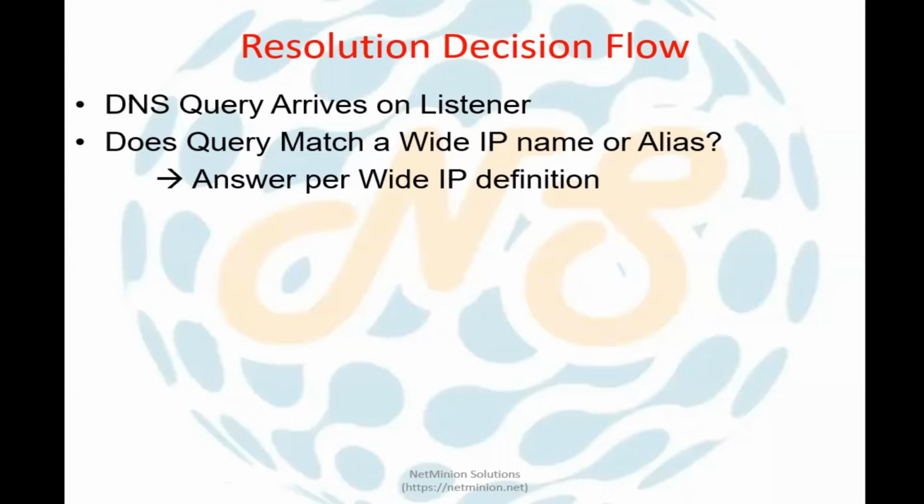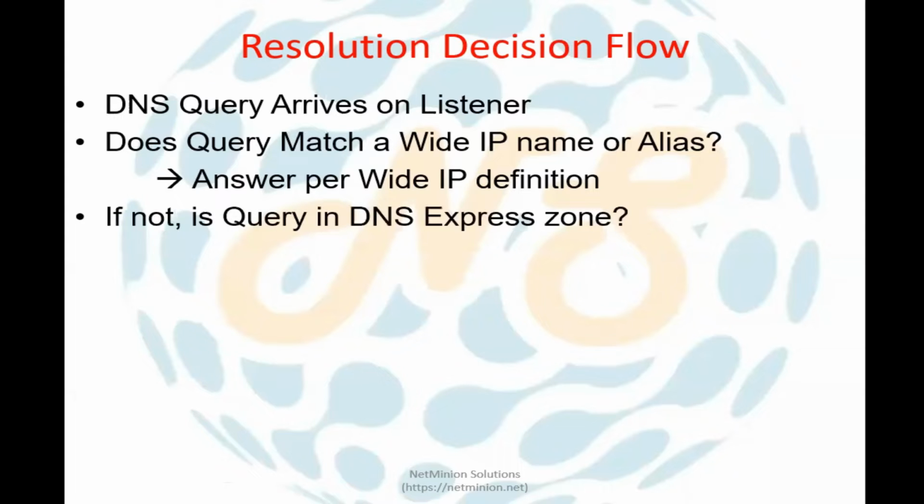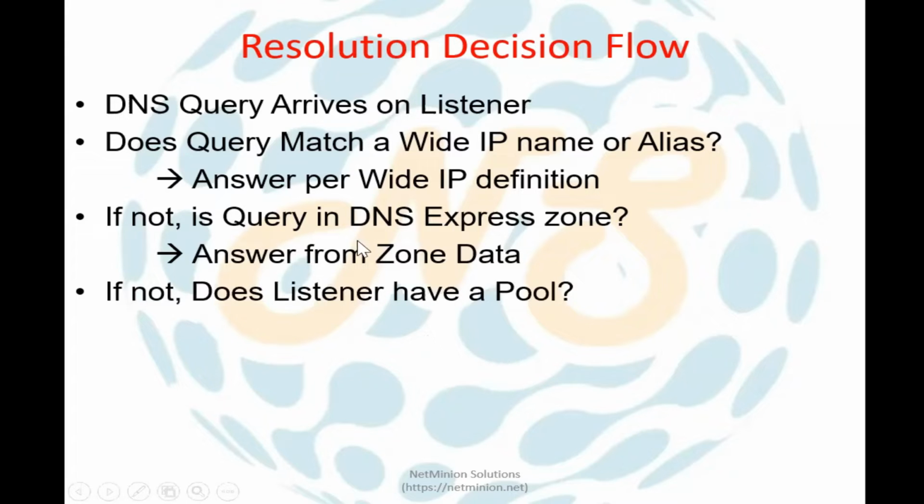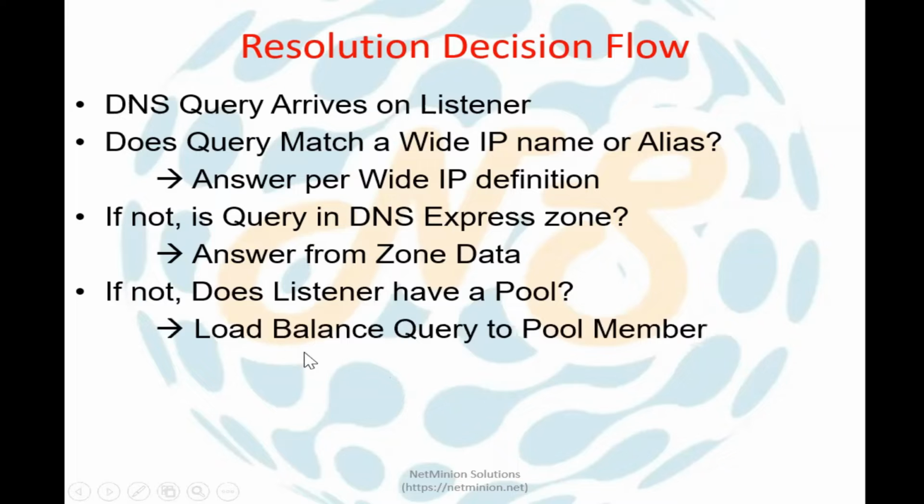But if that is not there, we will check the DNS Express zone. You guys may not be aware of these features, and that's perfectly fine. We will talk about them later or sooner. But these are the decision flow of how your F5 will work. Then if a DNS Express zone is also not available, it will check whether the listener has a pool. If the listener has a pool, it will just load balance the query to the pool members. And who would be the pool members? Your Linux servers or your local servers.